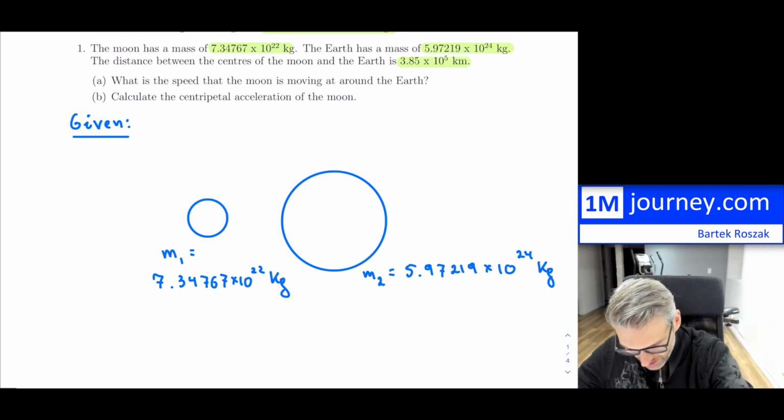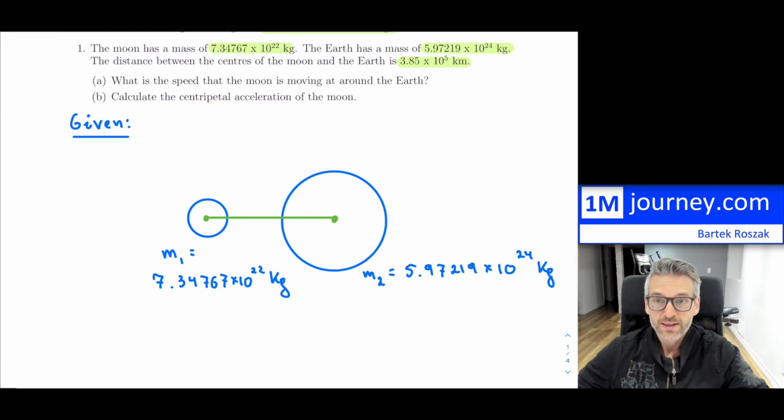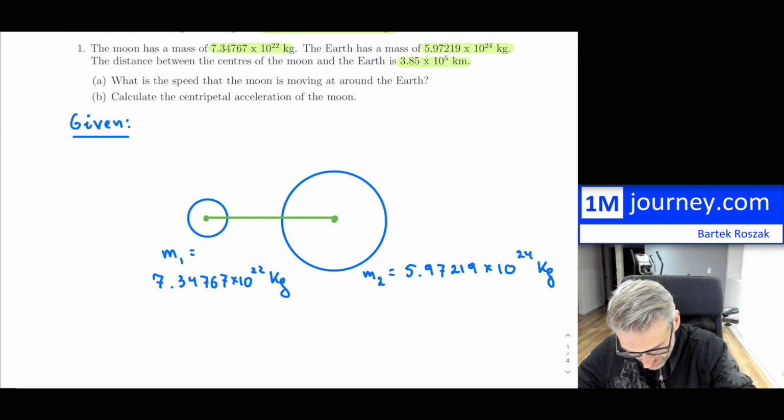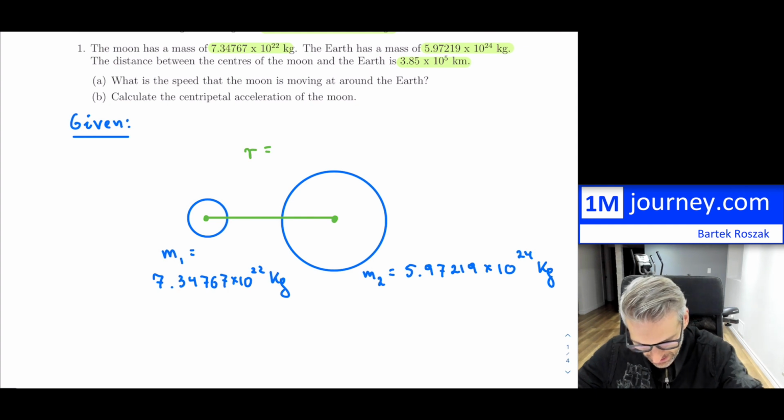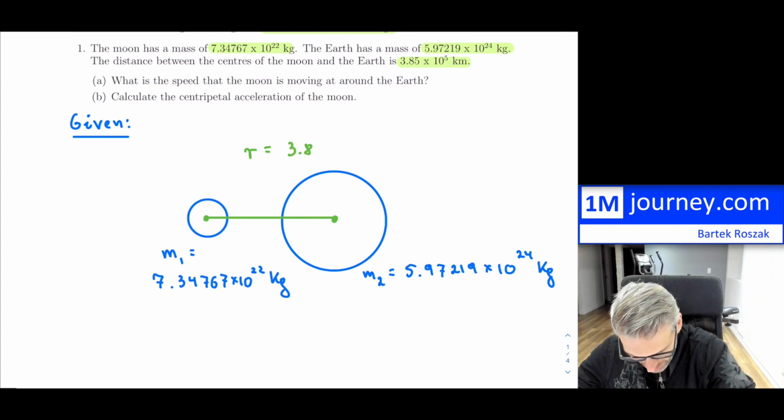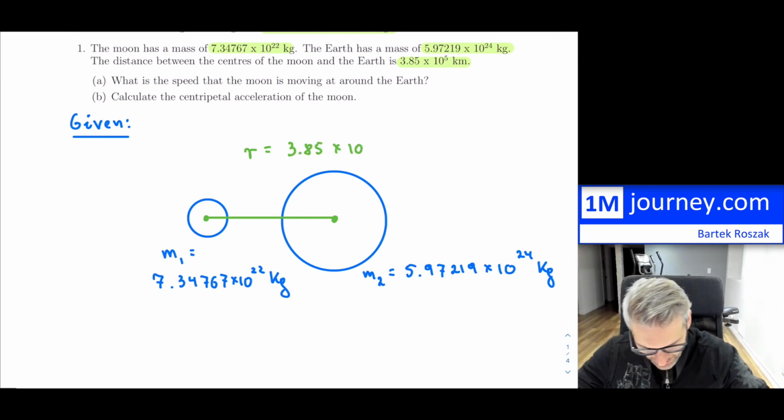Now it also tells us that the distance between, so this is the distance between the 2 centers. So if you would be measuring this particular distance, let's imagine this is the centers. Now that distance, you can call it D, you can call it R, whatever it is that you like. I typically try to use R, but I have used D as well. So this is the radius. Now the radius is 3.85 times 10 to the 5 kilometers.